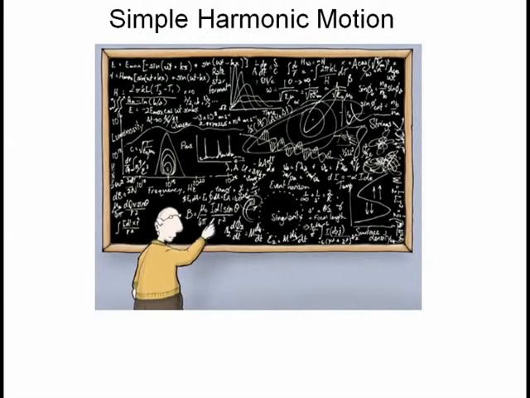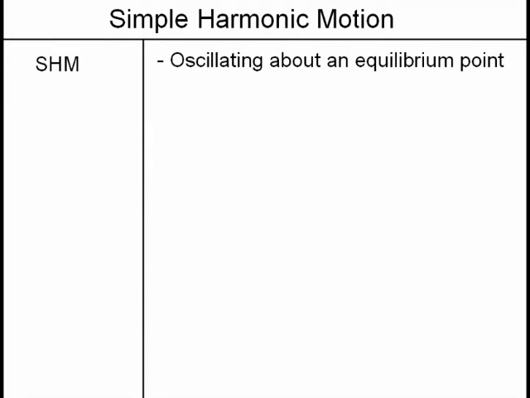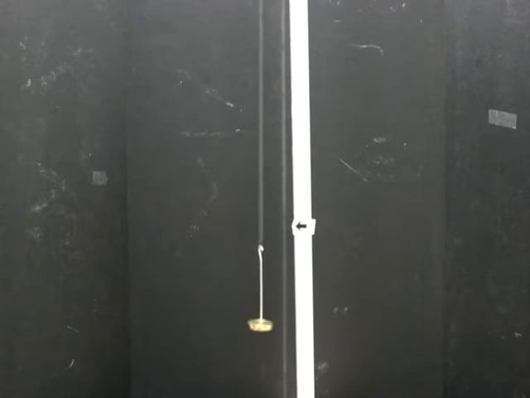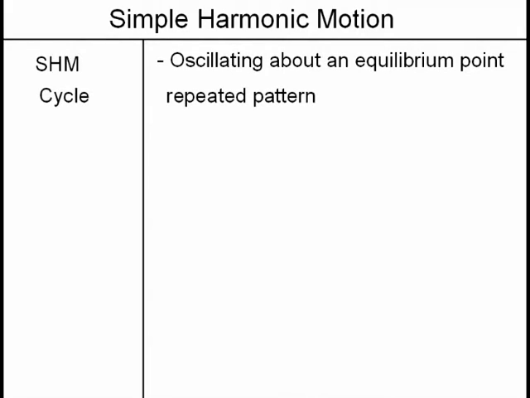Simple harmonic motion. Notes. Simple harmonic motion is an object oscillating up and down or back and forth about an equilibrium point. There's a restoring force that pulls it back to the equilibrium point, and then it passes and the restoring force pulls it back again. So it oscillates back and forth, having a regular pattern or a cycle.